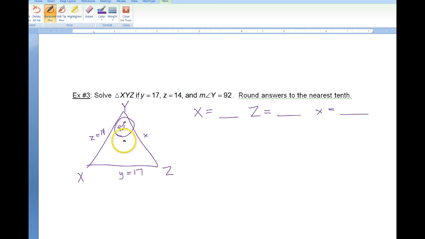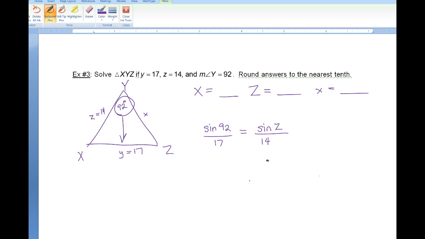Okay, again, I have a side and an angle opposite each other, so that's what I'm going to use. Sine of 92 over 17. Now, if you look at angle x and side x, these are both unknown. So I'm not going to solve for angle x or side x. I'm going to look at z. So I know the sine of z. Now the angle z is what I'm missing this time. I know the opposite side. But we're going to go about this just like we did the others. We're going to cross multiply. So I have 17 times the sine of z equals 14 times the sine of 92.